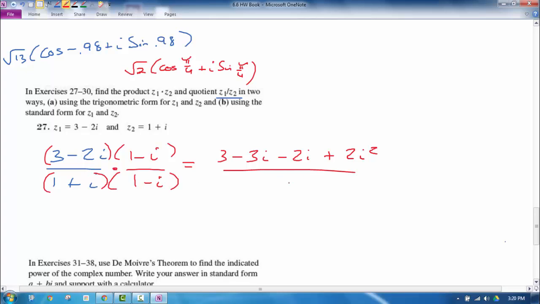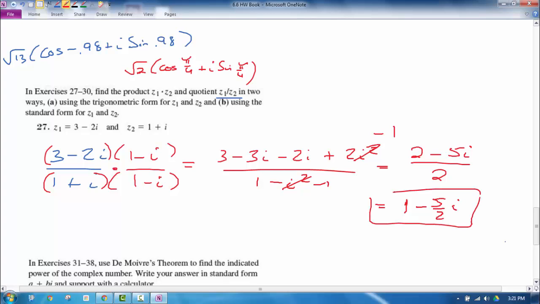When you FOIL the bottom, you get 1 minus i squared, because the middle terms cancel. If you simplify this, this is -1. These add together, so you end up getting 2 minus 5i in the top, all over, this is -1, so you end up getting 2 in the bottom. So this simplifies to 1 minus 5 over 2 i in standard form.